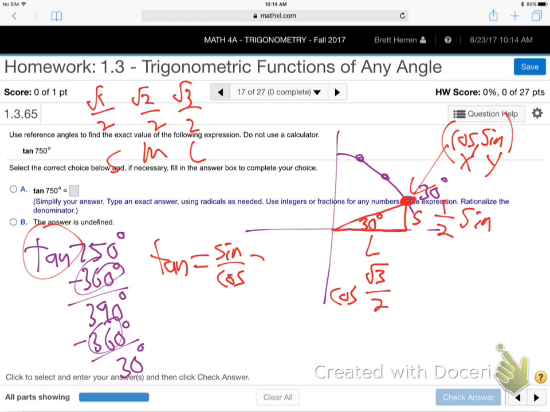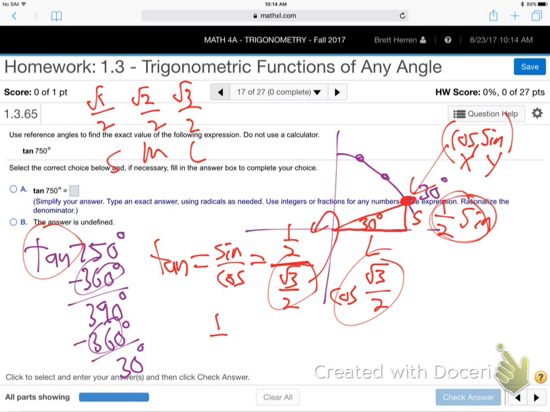So sine is how far up, a half. Cosine is how far over, root 3 over 2. Tangent, sine over cosine. And what do we do when we have a fraction over a fraction? We run our DVD backwards, and the high diver flips back out of the water like a fish. Up he comes, right? So it's going to be a half times 2 over root 3. Everybody with me? The 2's cancel. It's 1 over root 3.